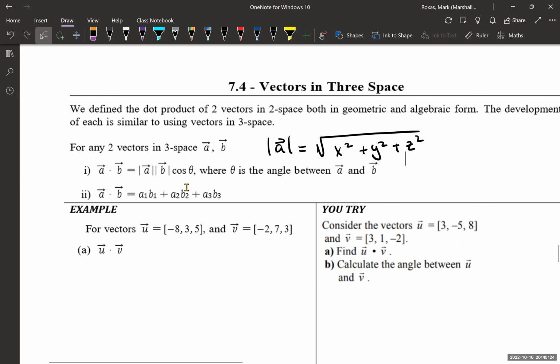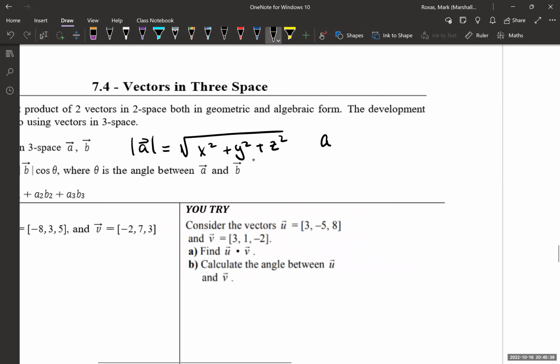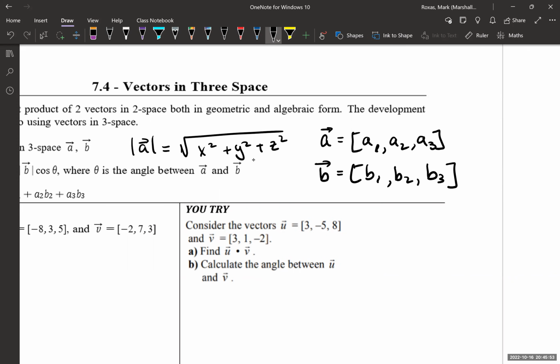Algebraically, however, there is one change, which, as you can imagine, is just the addition of a z component. So it's the product of the x components plus the product of the y components plus the product of the z components. Now we're saying vector A is defined by the components A1, A2, and A3, and vector B is defined by the components B1, B2, and B3. That is what it looks like for a 3D vector.